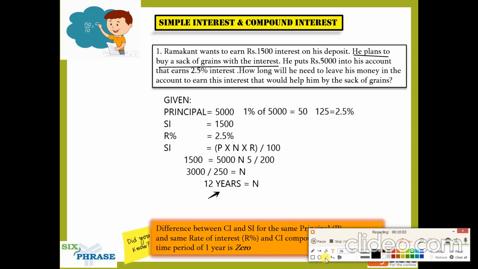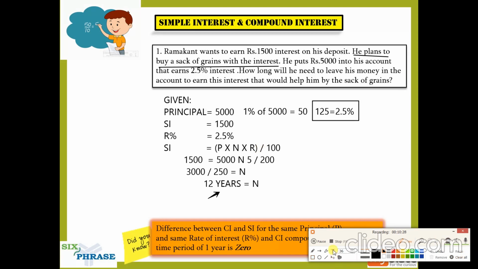What do you say this 125 is? This 125 is the interest amount that he gets for how long? For 1 year. That is the meaning of 2.5 percentage interest, right? Yes. So this 2.5 percentage is the interest that he gets for 1 year. So for 2 years, how much will he get?